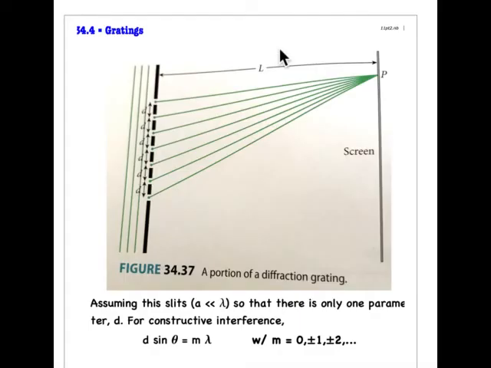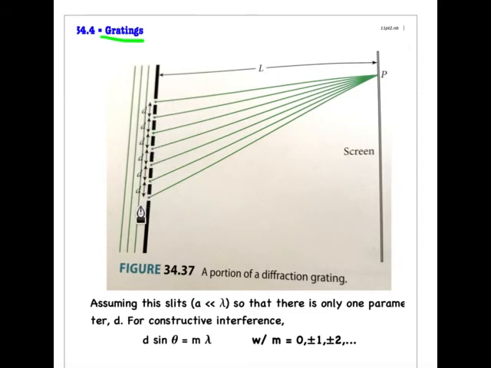We have in section 4, chapter 34, entitled Gratings, or diffraction gratings. This is a case where you have many sources of light. So for example, you could have an opaque screen cut with many slits.